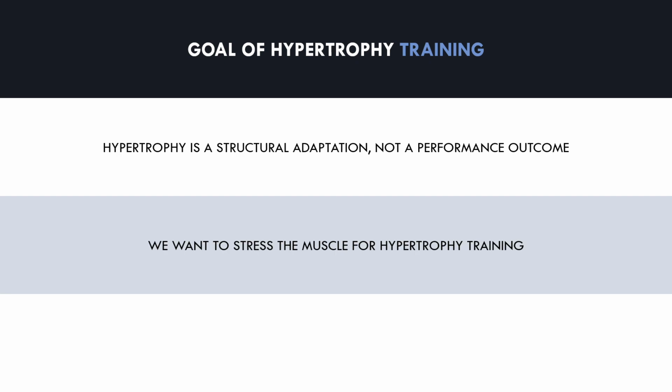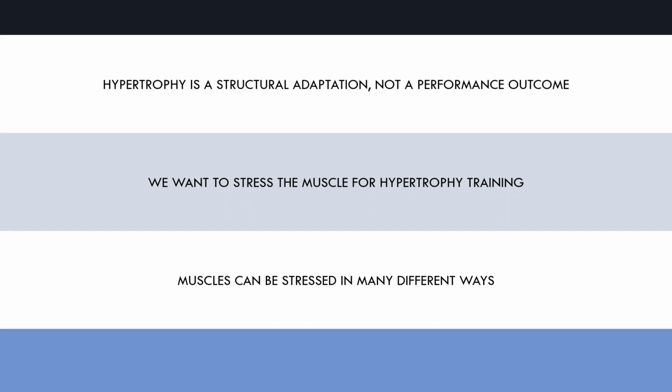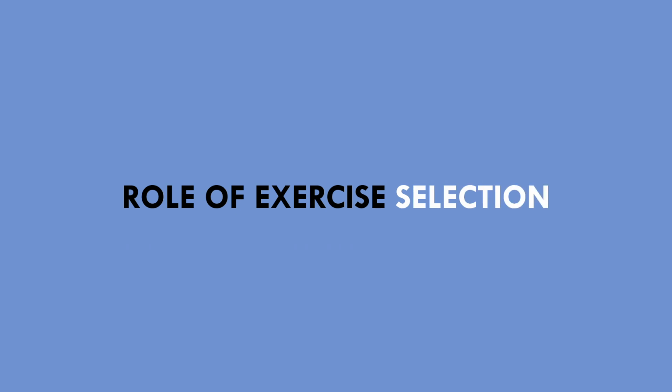The muscle can be stressed in many different ways, using various rep ranges, loads, exercises, intensities, and techniques. Therefore, we should understand that there is no best hypertrophy method, rather our training methods usually come down to individual context. So what role does exercise selection play in hypertrophy training?